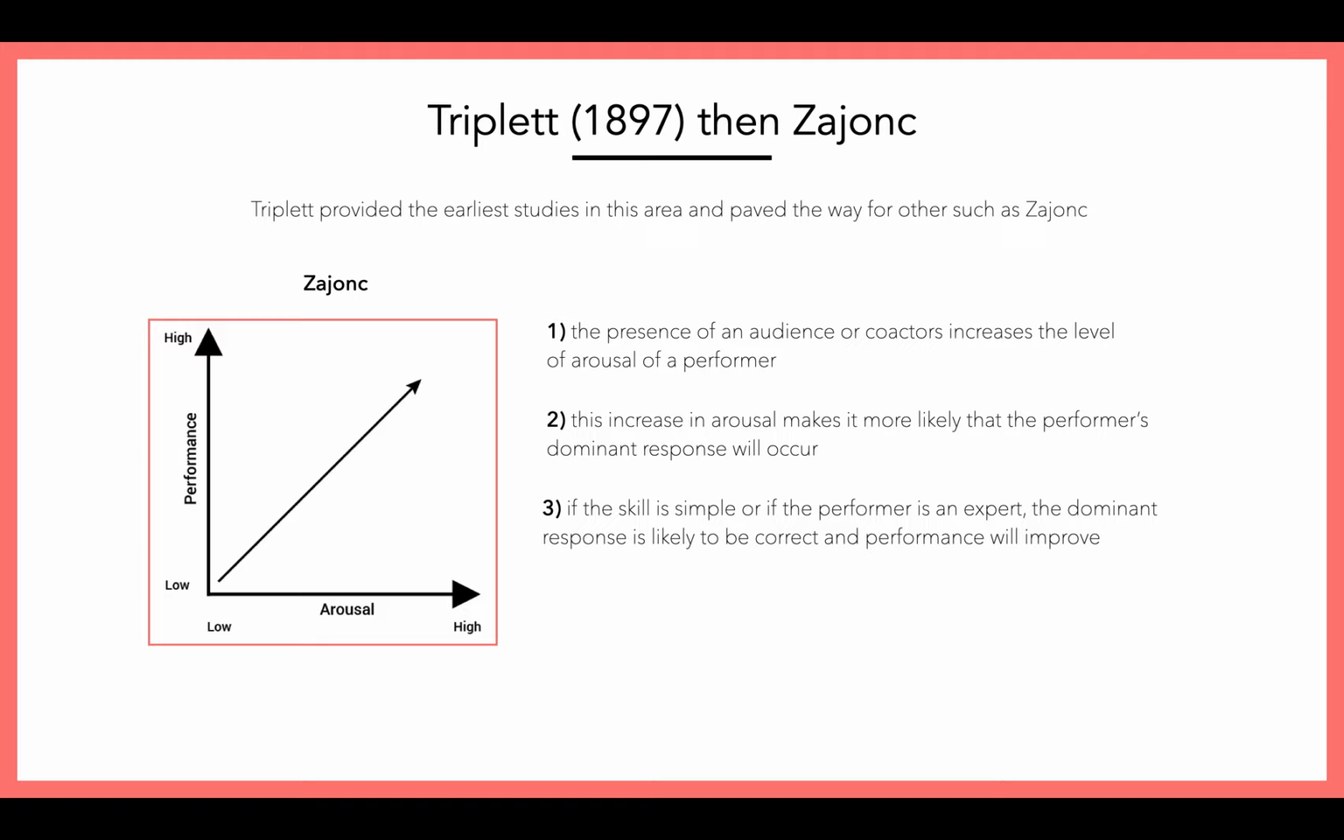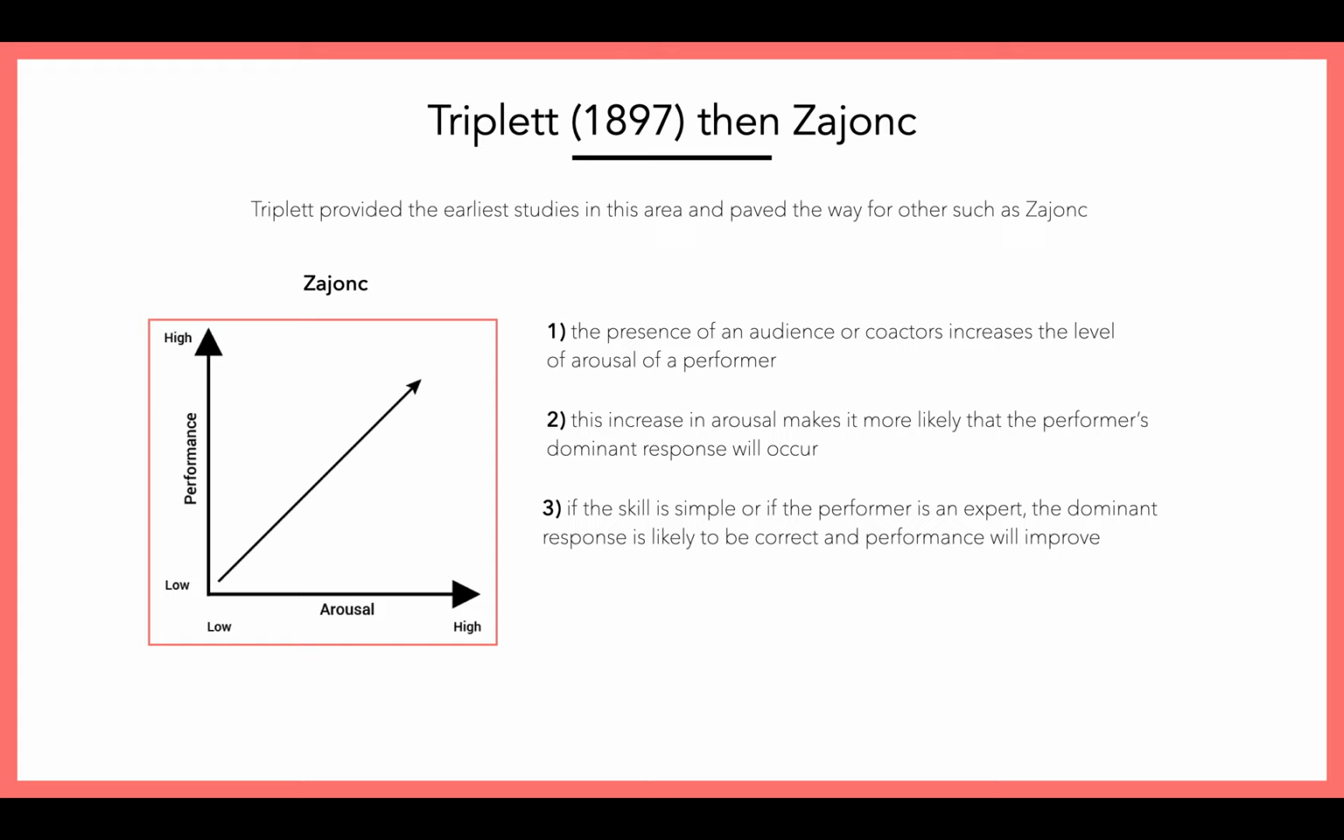So the first statement he made in point two, he was just saying that you'll show your dominant response. Whether that is correct or not comes down to task complexity and the ability level of the performer. So he's making relationships between the two. And we've seen this before with arousal. So if the skill is gross or simple, okay, your dominant response is likely to be correct and performance will improve. If you are an expert, you can probably do more complex skills and your dominant response is likely to be correct, performance will improve.